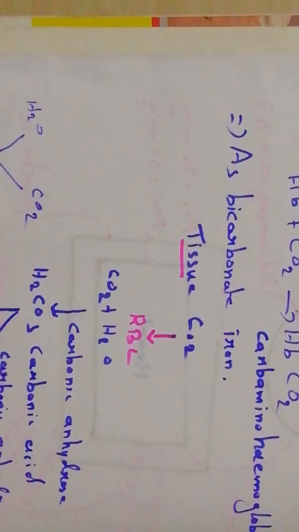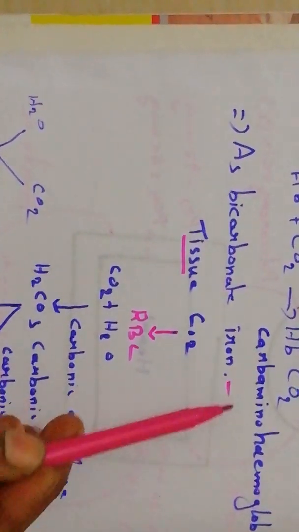Do you get me? So by three methods carbon dioxide transportation takes place. One is through plasma, 7 to 10%, through hemoglobin, 20 to 25%, and as bicarbonate ions, the rest of the carbon dioxide transportation takes place. About 70%, they said, about 70%.